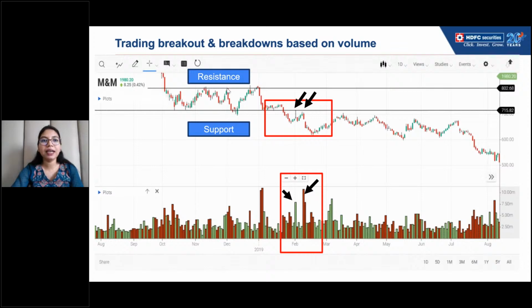It does not mean that it is a breakout. Correct? You have to first take a confirmation from the candlestick patterns, and second, you have to look for the confirmation from the volume as well. Okay? So this is how breakout and breakdowns with volume.